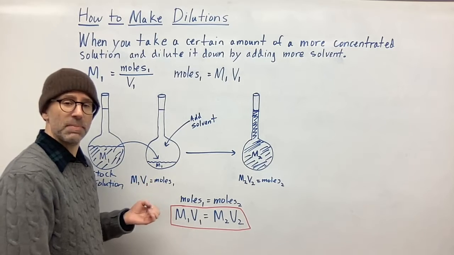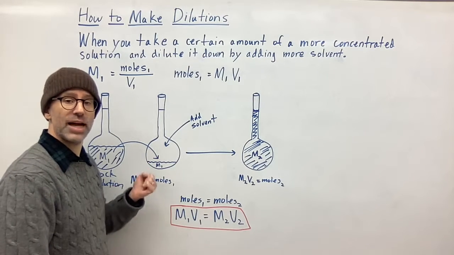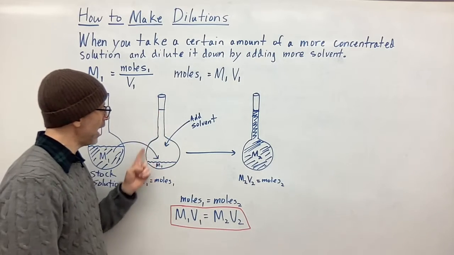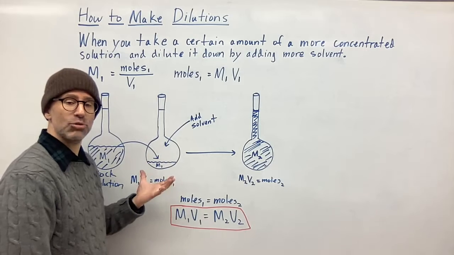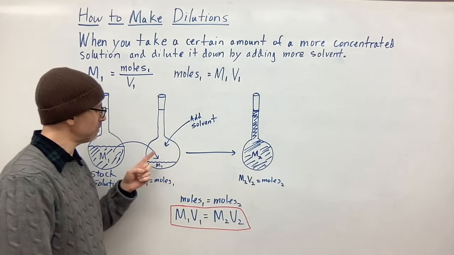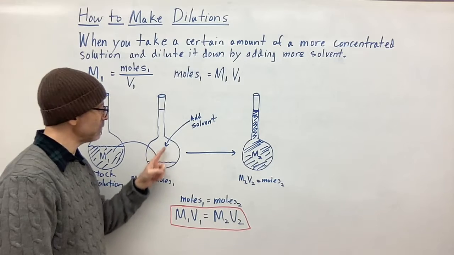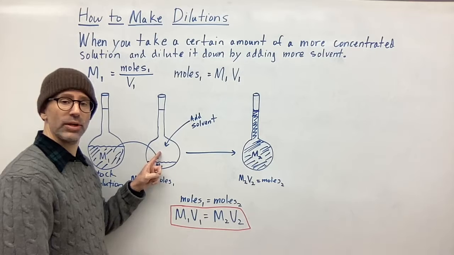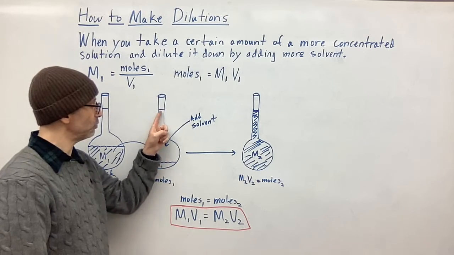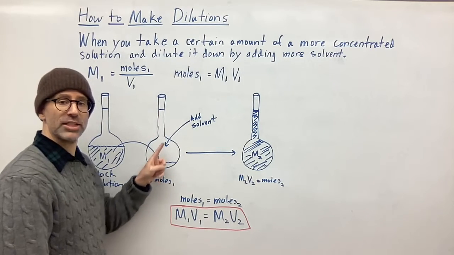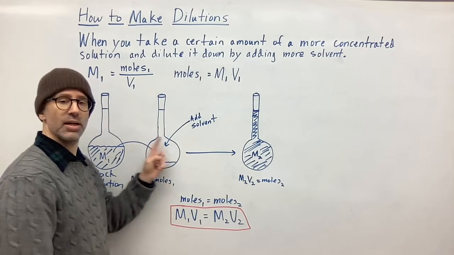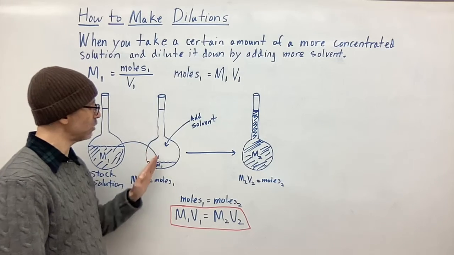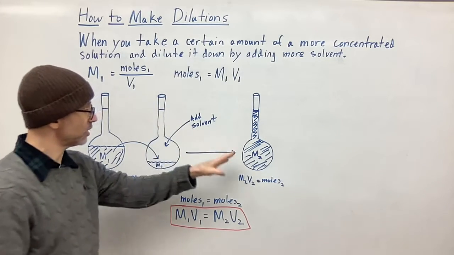When I'm doing a dilution, the number of moles does not change. All that changes is the volume. And as I'm adding volume, I'm diluting the solution. As I'm adding my solvent, let's say it's water, the only thing that's changing is the volume. I'm not changing the moles. So when I change the volume, I'm diluting the concentration, so my concentration is going to go down. I'm adding water until it gets up to here.